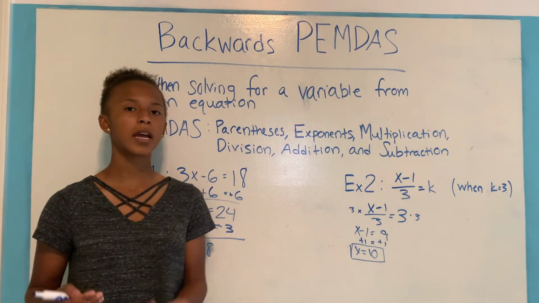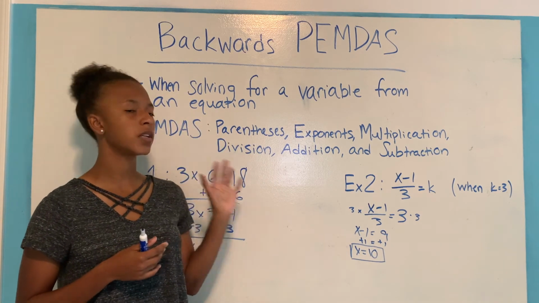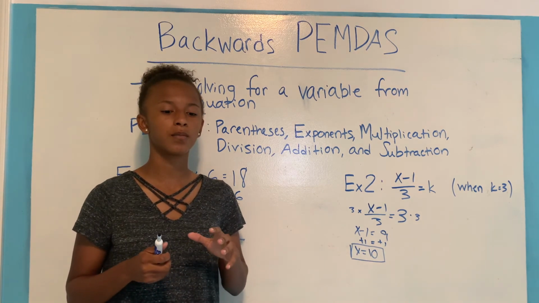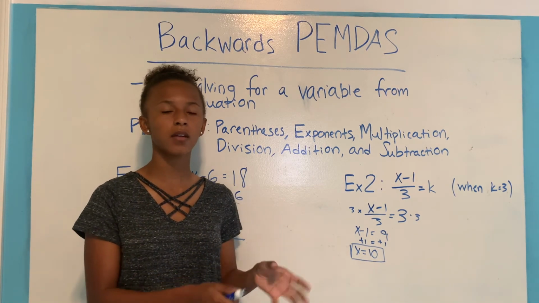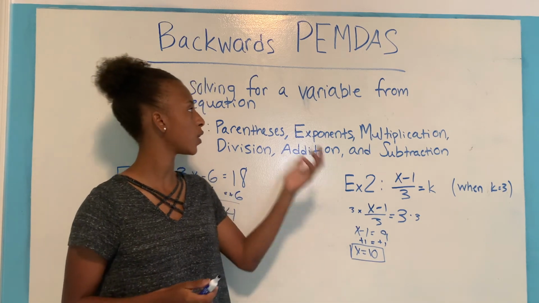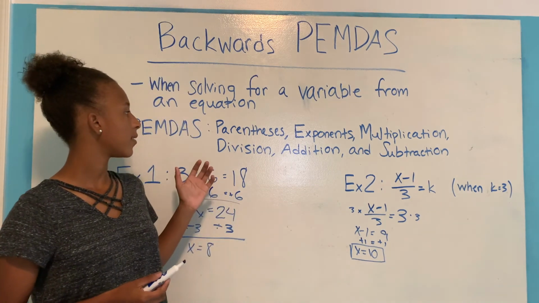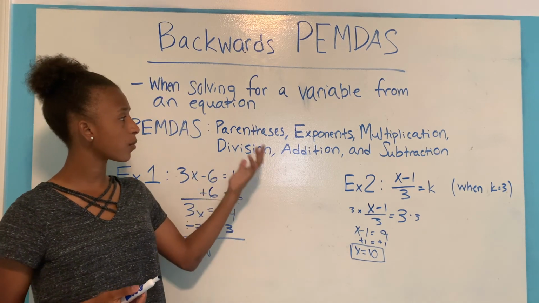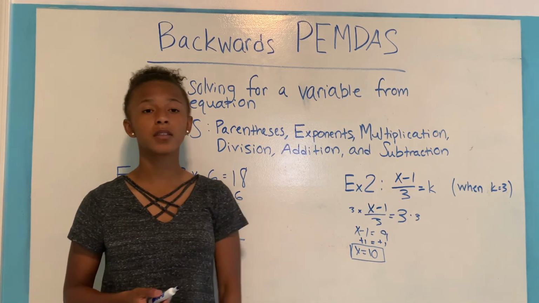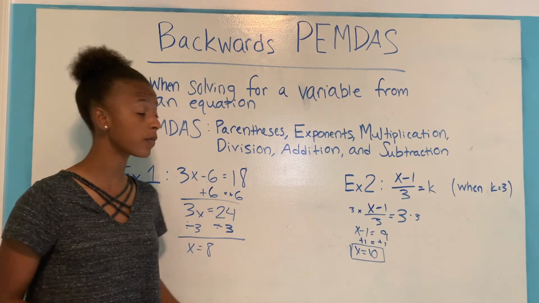So just a little recap of what we did in this video. We talked about backwards PEMDAS, and really there are two examples that you'll see in a lot of cases: either the problem will be shaped like that, or you'll have to get to that point and then solve for the variable, right? So it's really solving for a variable in an equation. And remember, PEMDAS stands for parentheses, exponents, multiplication, division, addition, and then subtraction last. And these are the two examples that you'll see most often.